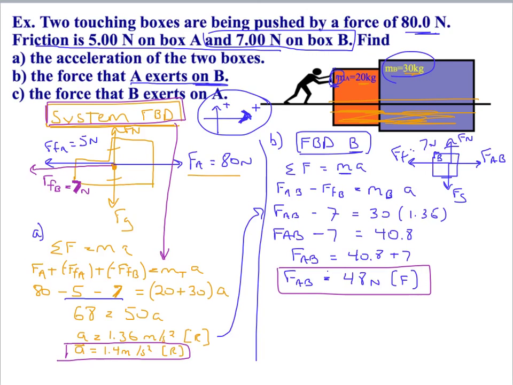Lastly, for part C, we could do a whole new free body diagram for object A, and in class we may do that just to compare. But by Newton's third law, if box A exerts a force of 48 newtons on box B, then box B has to exert the exact same force. Remember we said it's equal in magnitude but opposite in direction. If this one is forwards, this one is backwards, or you could say one is to the right, one is to the left. By Newton's third law, the force that B exerts on A is the same thing, 48 newtons, but backwards.